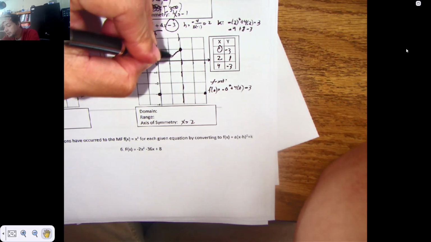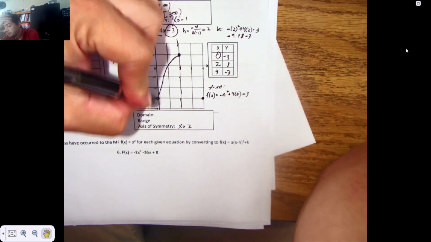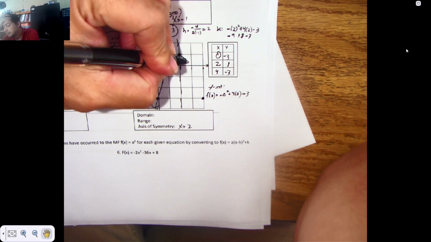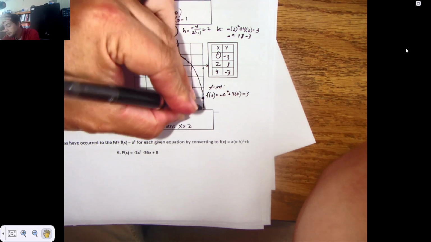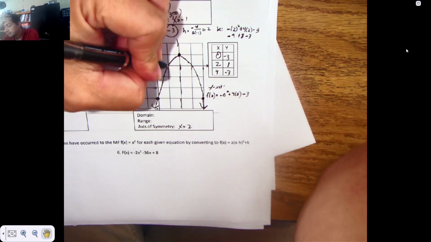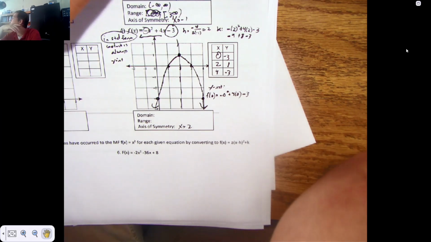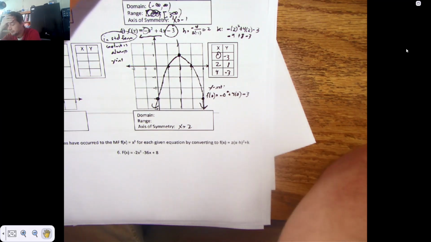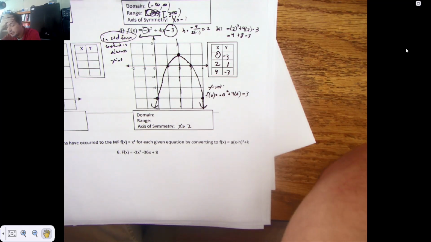I'm not surprised by the shape of my parabola. The reason I'm not surprised by the shape of my parabola is simple. There's up and down. Notice I tried to keep the initial slope to fall 1 run 1 because there's a negative 1 there. Domain is going to be negative infinity to infinity.